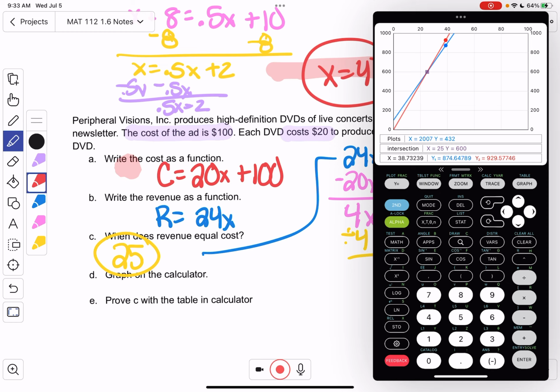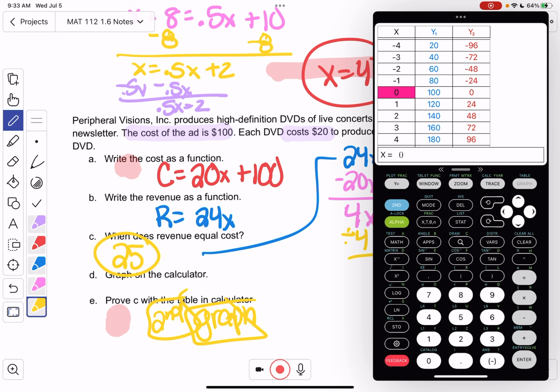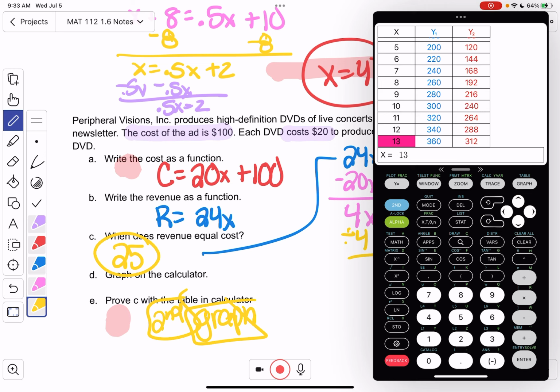And $600 is the cost where it would break even. And then we also have a table. So if you hit second graph on your calculator, second graph, so blue graph, then you get a table of values. If we scroll down here, Y1 is our cost, Y2 is our revenue. If we scroll down until we find the numbers matching, at 25, they both equal 600. So that's how you can do it algebraically with a graph and with a table.